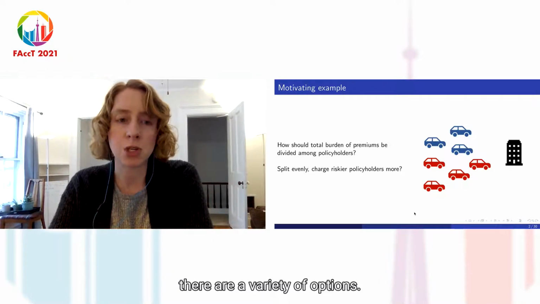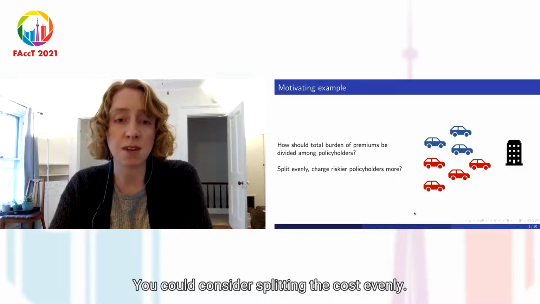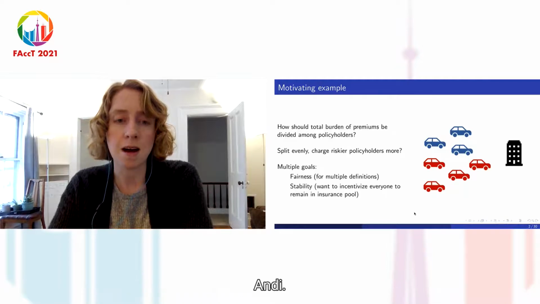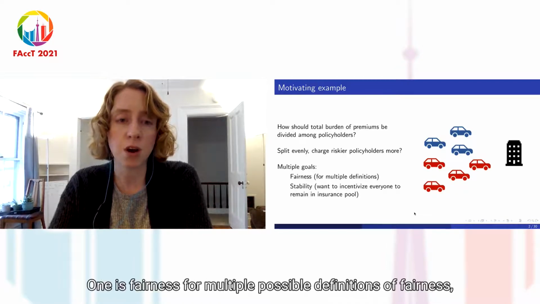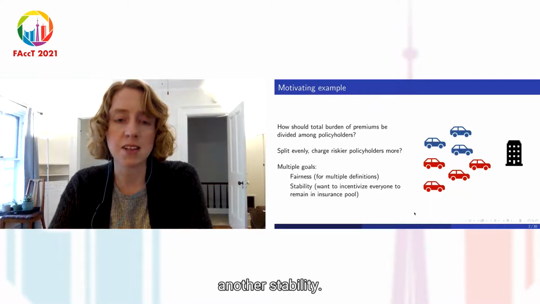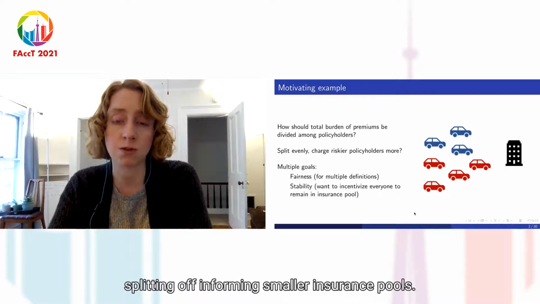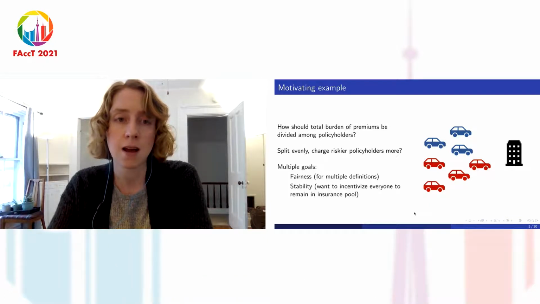There are a variety of options. You could consider splitting the costs evenly. You could also consider charging riskier policyholders more. And there are multiple goals here. One is fairness, for multiple possible definitions of fairness. Another is stability. You might want to incentivize all of the members to stay in the insurance pool as opposed to splitting off and forming smaller insurance pools.